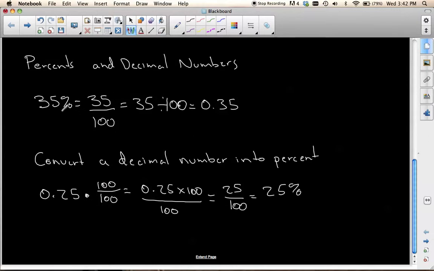So if we have a percent, we put it over 100, and then we go 35 divided by 100, and it'll give us our decimal number. And if we already have the decimal number, we multiply it by 100 over 100, take our numerator with the denominator, write it as 25 over 100, or whatever our decimal number happens to be, and we get our percent.